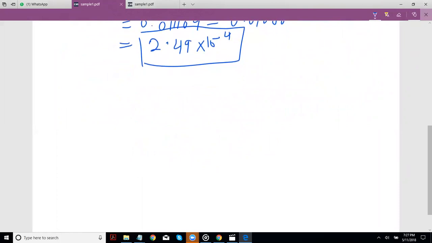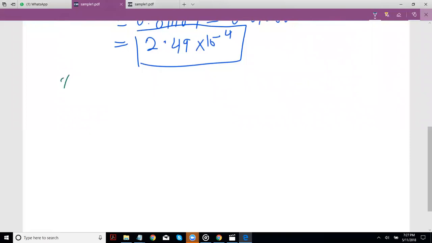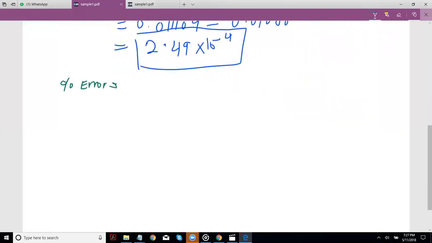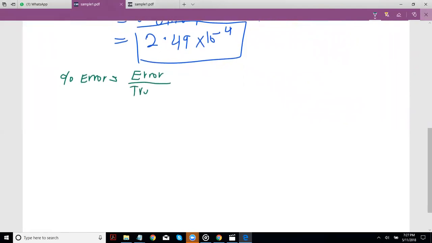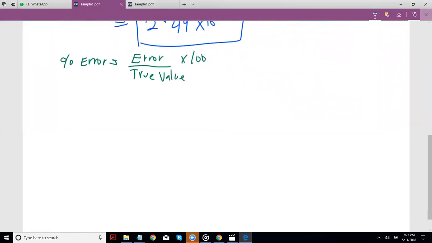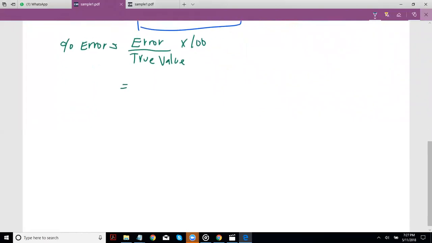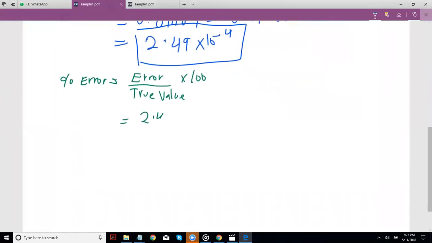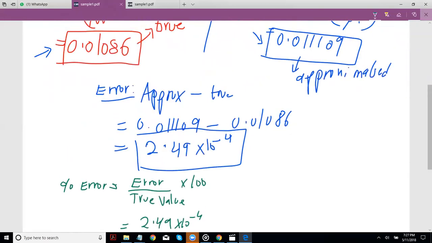Okay, now the formula for percentage error here, what a lot of science students would already know, maybe it might be something a little less familiar to commerce students, is your absolute error, your error basically, upon your true value into 100. Basically, the idea is how much of the true value does this error make up, right? So your error is 2.49 into 10 to the power minus 4. Your true value was somewhere around 0.01086.